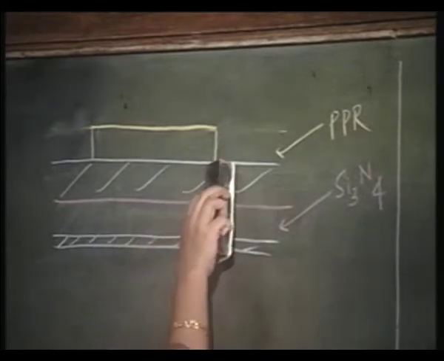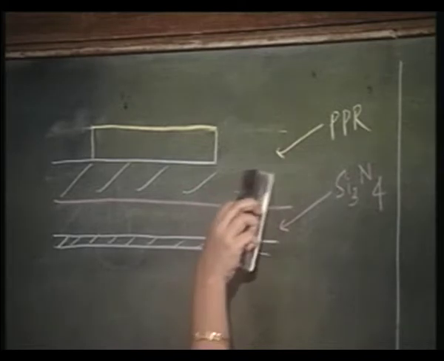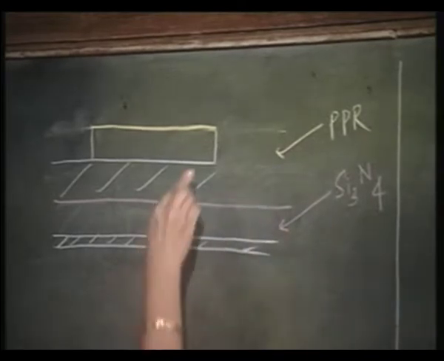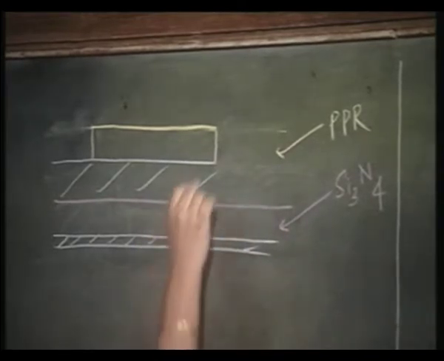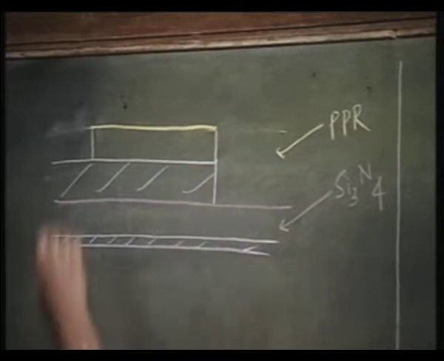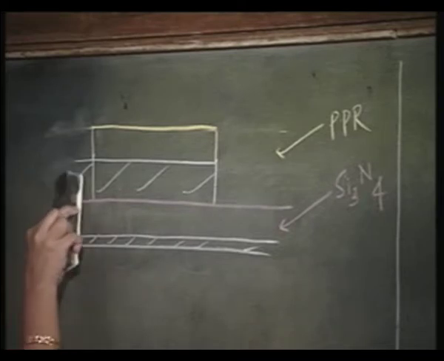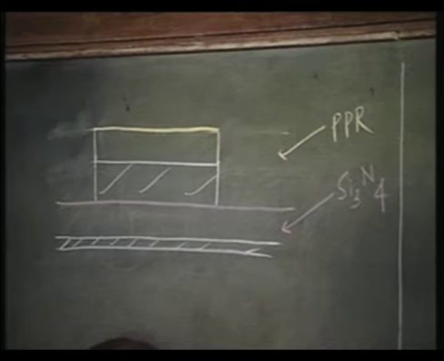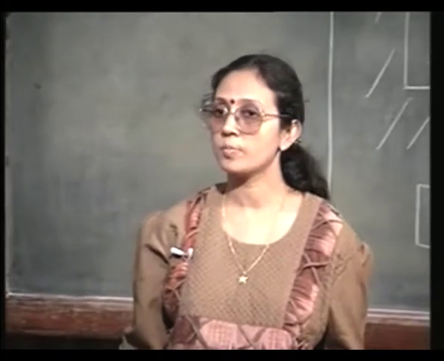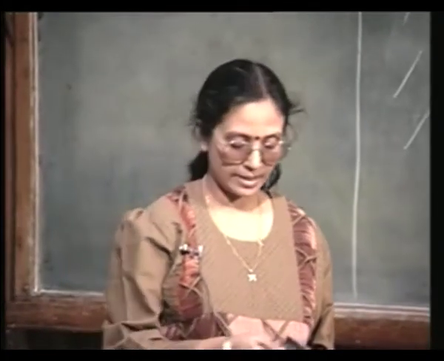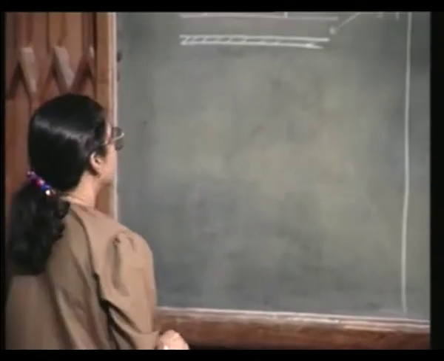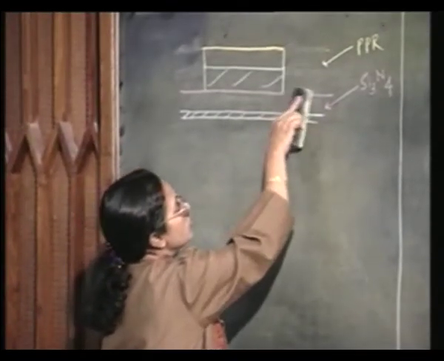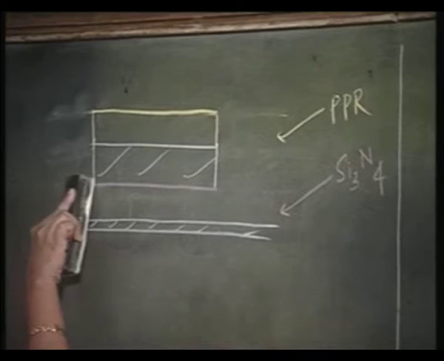Next, I remove CVD silicon dioxide from this region. To remove silicon dioxide, you use buffered HF, and then in order to remove silicon nitride, you use orthophosphoric acid.